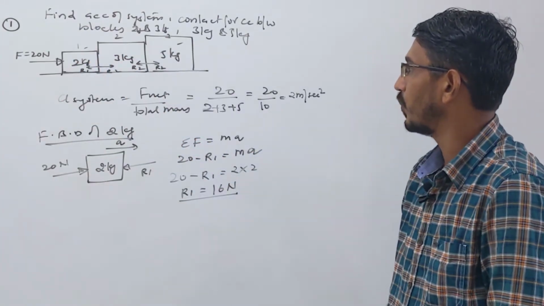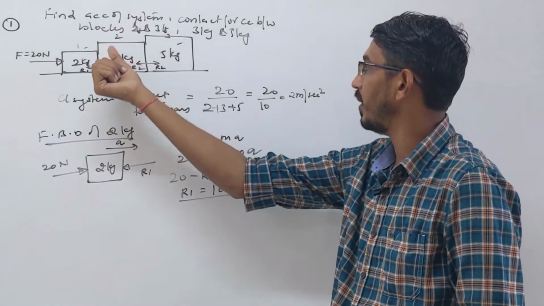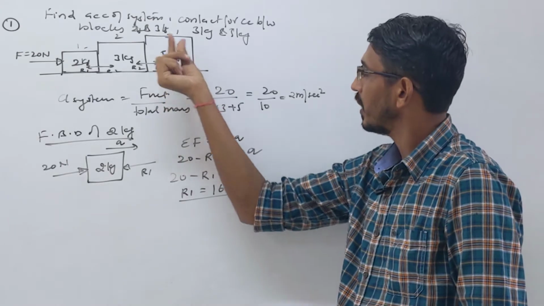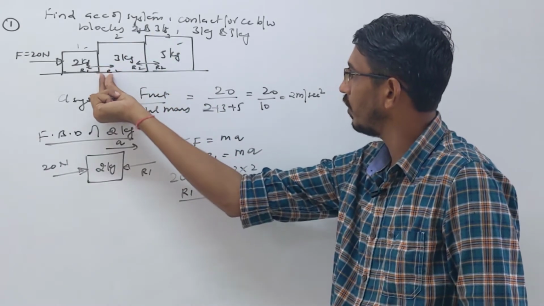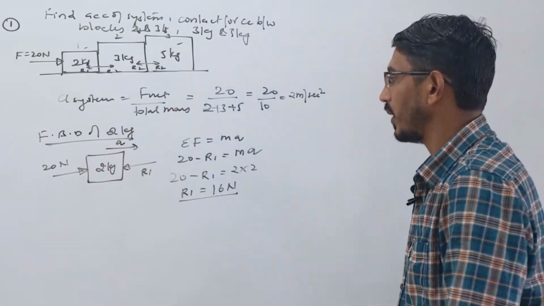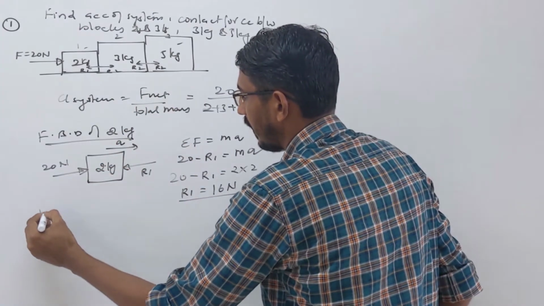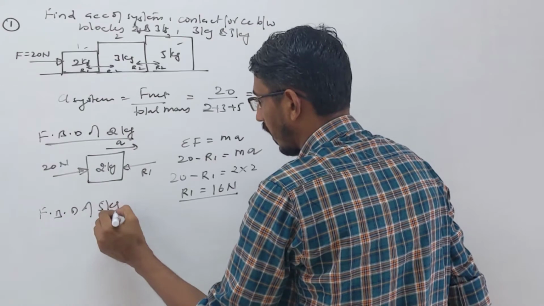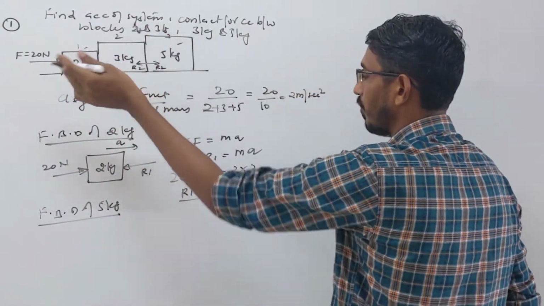Now R2 you want to find, you have two ways. You can take FBD of this block, you can take FBD of this other block. This is easier because only R2 is unknown, but this also you can take because R1 you know and R2 you have to find. You can take any one. Let's take FBD of the easier one, this block of 5 kg. I will get the answer using both blocks.